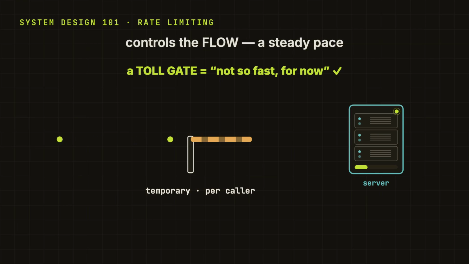So do not think of it as a wall that locks people out. Think of it like a toll gate on a highway. It does not stop you, it just controls the flow, letting cars through at a steady pace. Come too fast and you just wait a moment in the queue. That is the whole idea, right there.